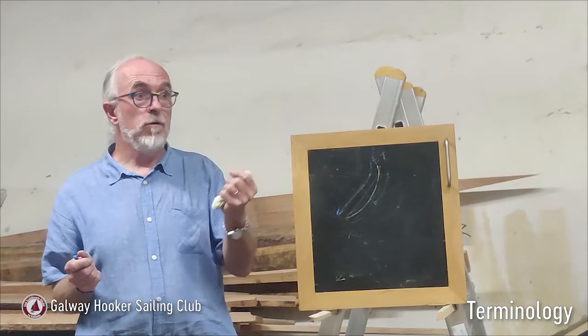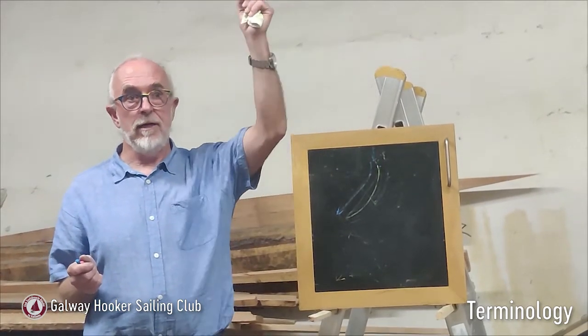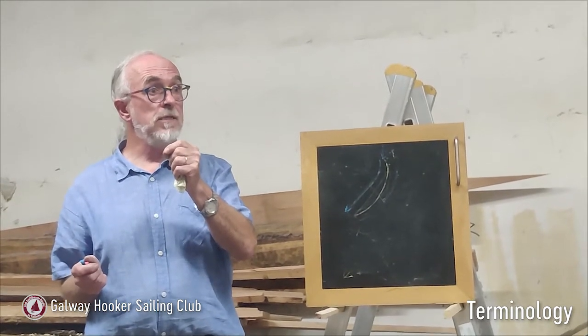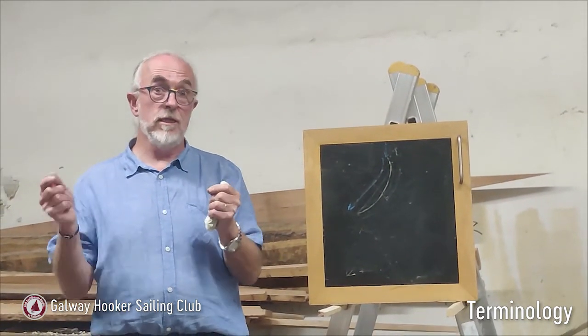Also, on the hookers you'll see out there, people have tied little telltales, light strings of cotton, onto the stays. So if you look at those, you'll see the direction.